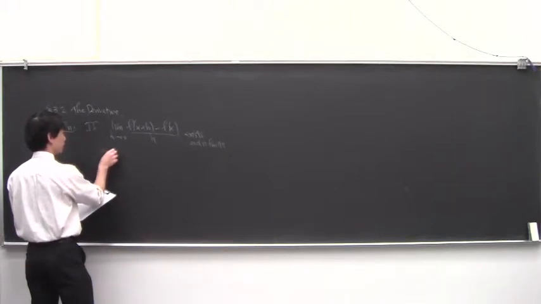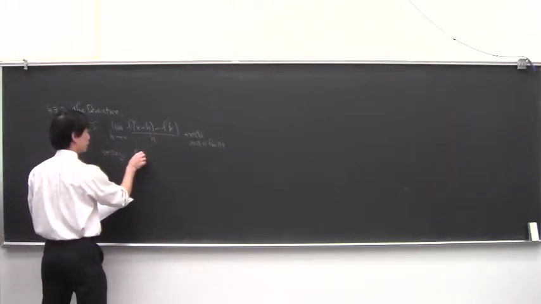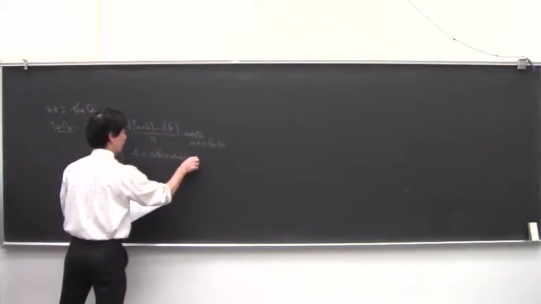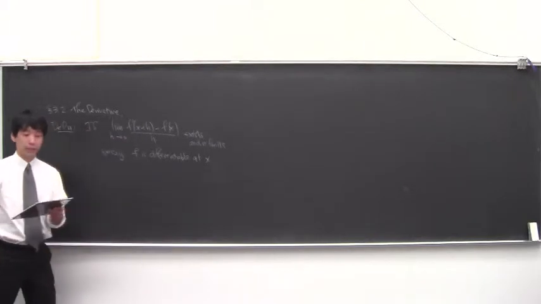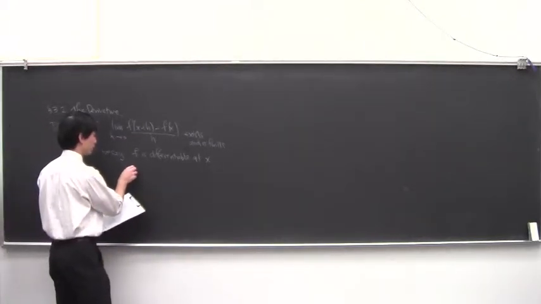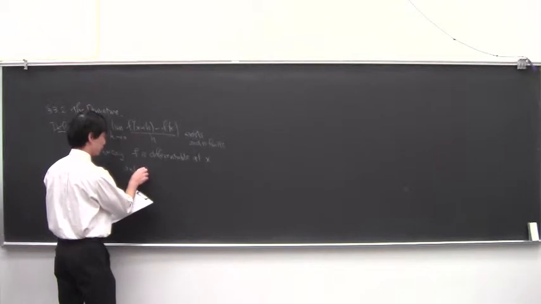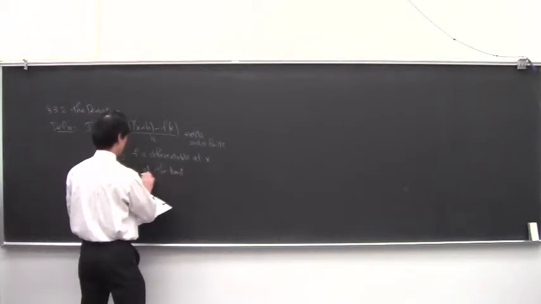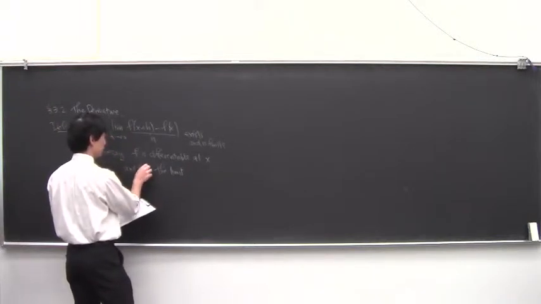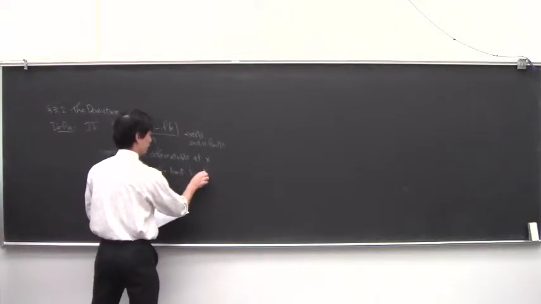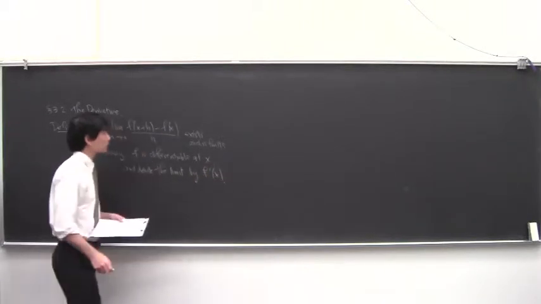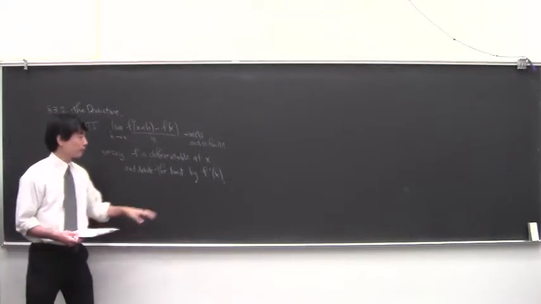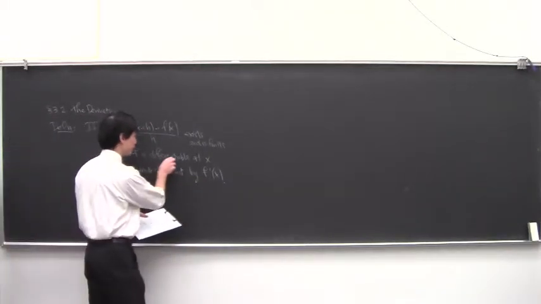we say f is differentiable at x, and let's say we denote the limit by f prime x. So if this limit exists, we call it f prime x, and we say the function is differentiable at x.